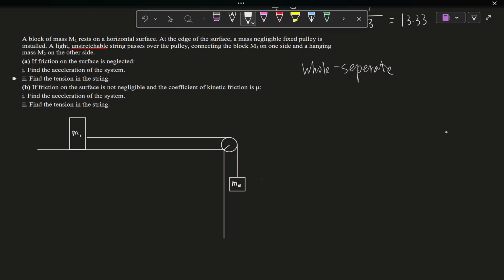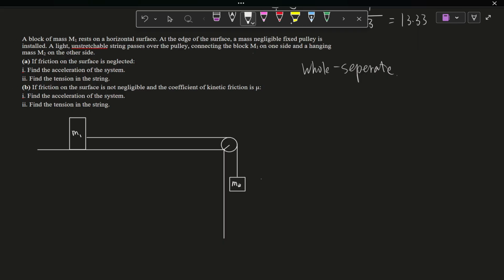Now let's look at part B. If friction on the surface is not negligible and the coefficient of kinetic friction is mu, first find the acceleration of the system. Second, find the tension in the string. Although there's friction here, you don't need to worry about it because I got you. It's basically the same thing, just a little bit complicated, only a little bit.